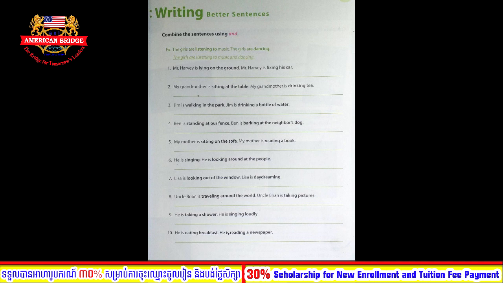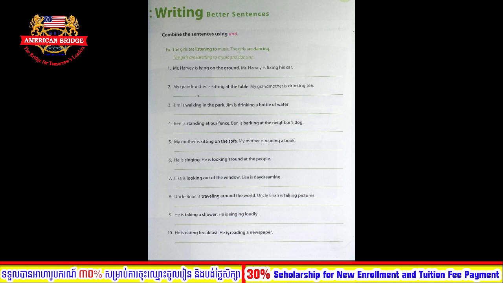Very good. Number two, my grandmother is sitting at the table. My grandmother is drinking tea. Good, so my grandmother is sitting at the table and drinking tea. Number three, Jim is walking in the park. Jim is drinking a bottle of water. Good. Jim is walking in the park and drinking a bottle of water.